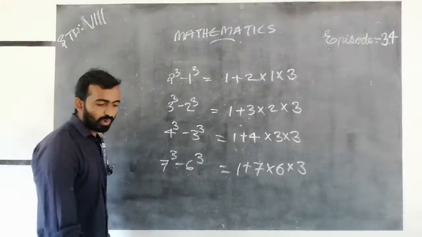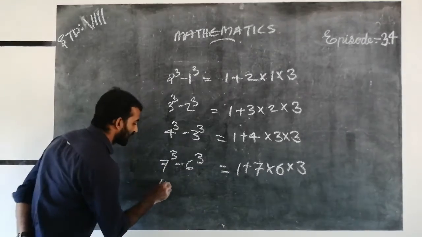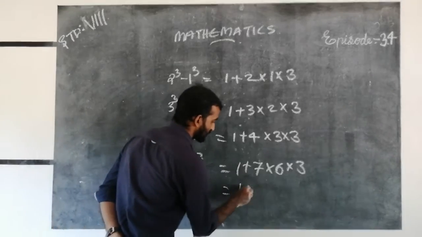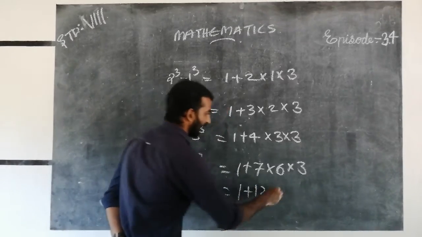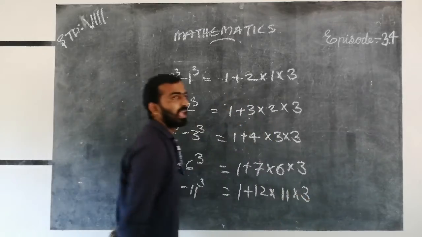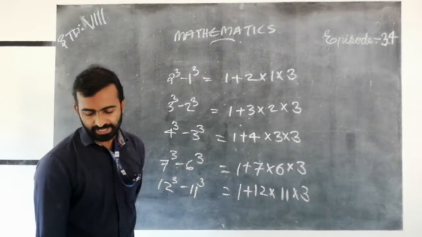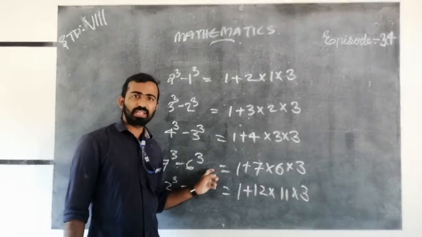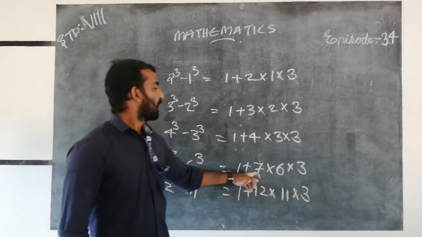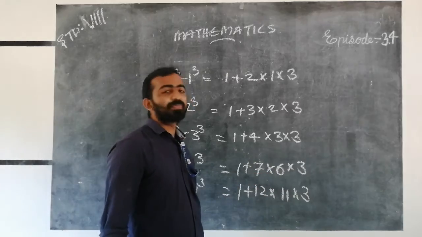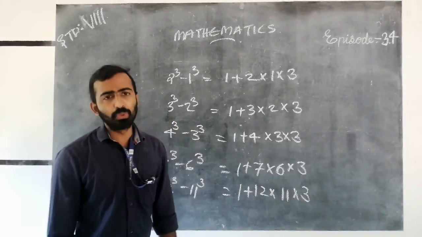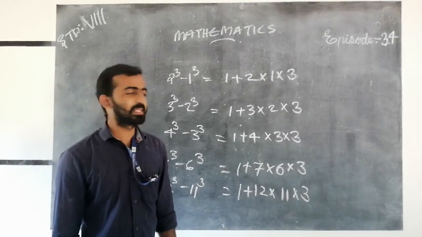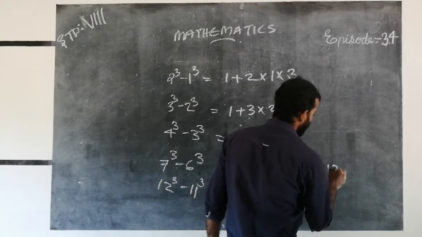And what is our next question? 12 squared minus 11 squared. We get 1 plus 12 into 11 into 3. Here what do we get? The answer is 7 into 6, 42. 42 into 3, we get 126.